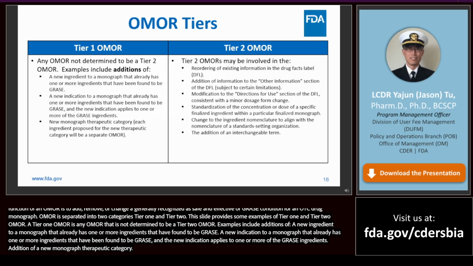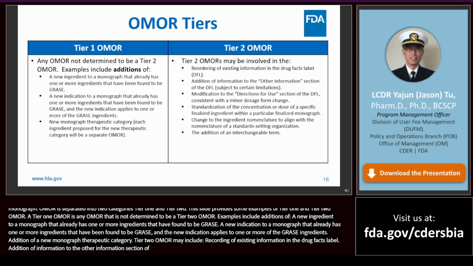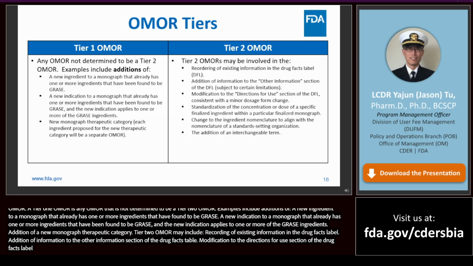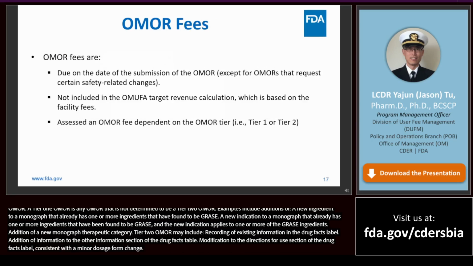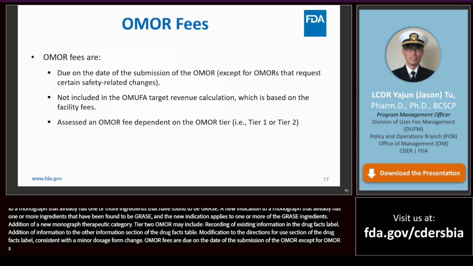Tier 2 OMOR examples include reordering of existing information in the Drug Facts label, addition of information to the other information section of the Drug Facts label, and modification to the directions for use section of the Drug Facts label, consistent with a minor dosage form change. OMOR fees are due on the date of the submission of the OMOR, except for OMORs that request certain safety-related changes, which I will discuss in detail in the next slide.